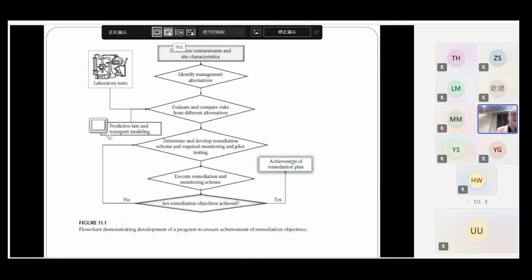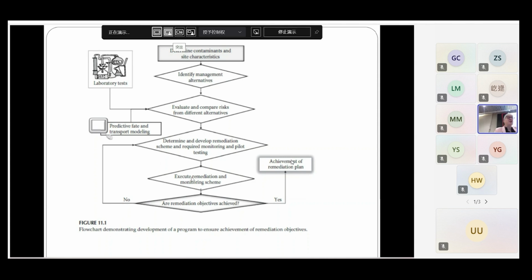So it depends on whatever the contaminant properties are. As I've mentioned, you do all the soil and site characterization, identify which techniques could be used, compare your risks, develop the methodology, execute your remediation, do your monitoring, and hopefully at the end of it, you'll achieve your goals for remediation. If not, you have to go back to the drawing board and try again with another technique, and hopefully you will have a good remediation at the end of that.